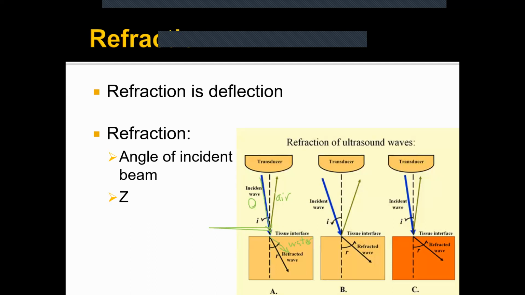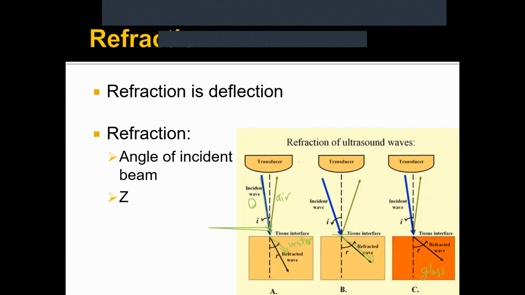Okay? So as we increase the angle that it's hitting the surface of the water, the new angle is going to be greater. Okay. The other thing is that let's say that this area over here is glass. Now glass is denser than water, and so what that means is that it's going to bend the sound wave more than water. Okay.